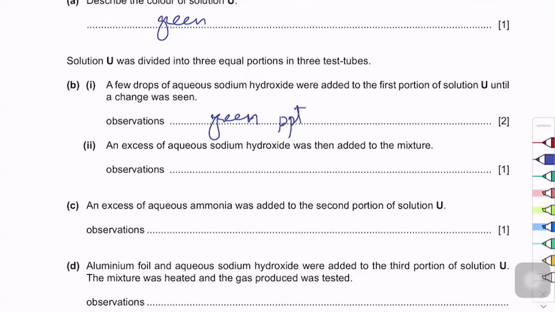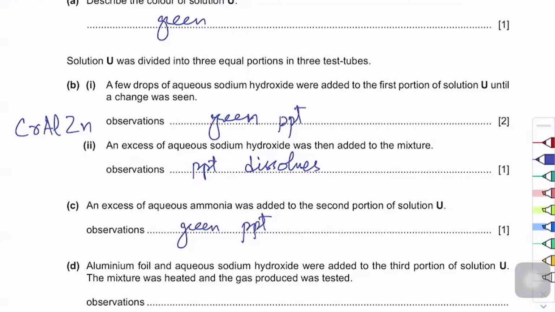And excess was added to the mixture. Now I know that with sodium hydroxide, chromium-3 is one that dissolves. There's also aluminum, there's also zinc. So aluminum, zinc, and chromium, these are the ones that dissolve in sodium hydroxide. So write that the precipitate dissolves, or the precipitate is soluble, something like that. An excess of aqueous ammonia was added to the second portion. You'll get a green precipitate again, right? Some people also mention gray-green precipitate, but just green precipitate is also fine.